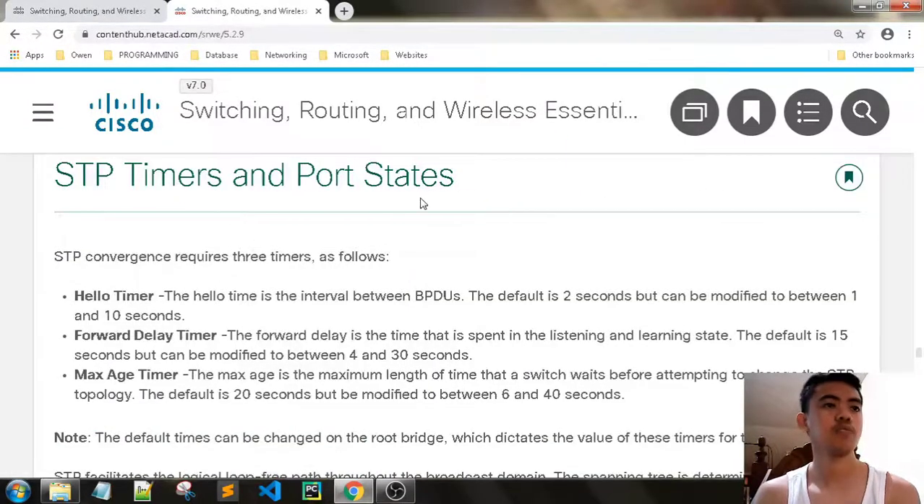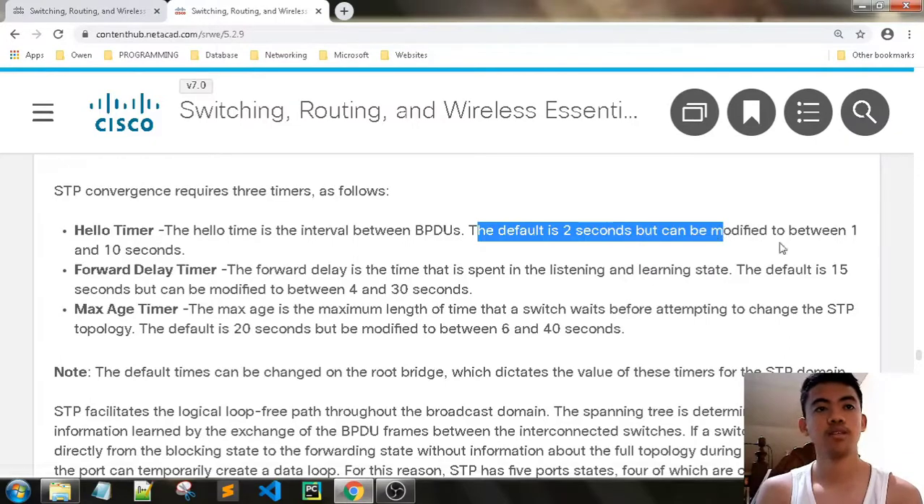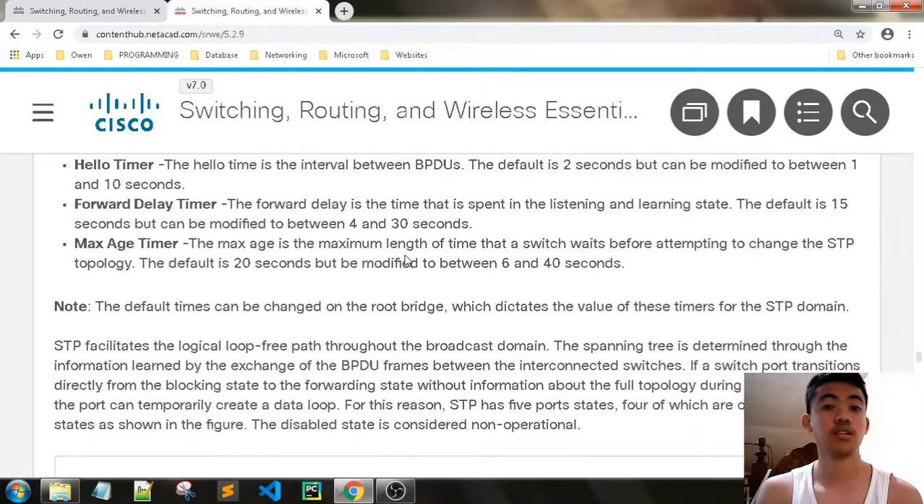STP timers and port states: we have 3 timers on STP convergence. We have the hello timer, the forward delay timer, and the max age timer. The hello time is the interval between BPDUs. The default is 2 seconds, but it can also be modified to between 1 and 10 seconds.